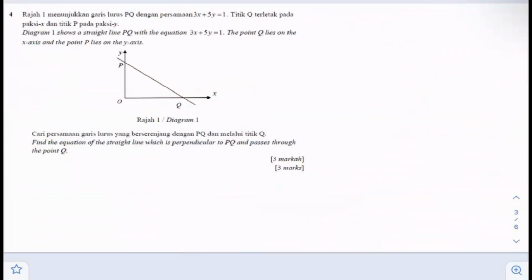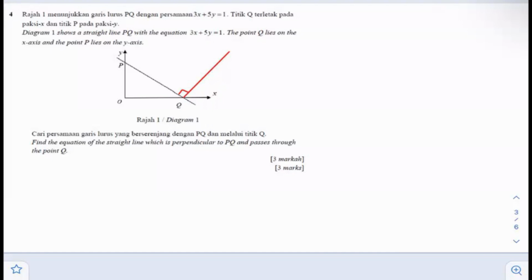Next, we have a straight line PQ, and this is the equation. We need to find the equation of the straight line which is perpendicular to PQ and passes through Q. So we'll draw a straight line like this, which is perpendicular to PQ and passes through point Q.